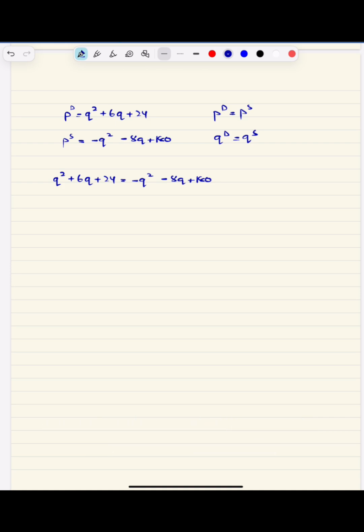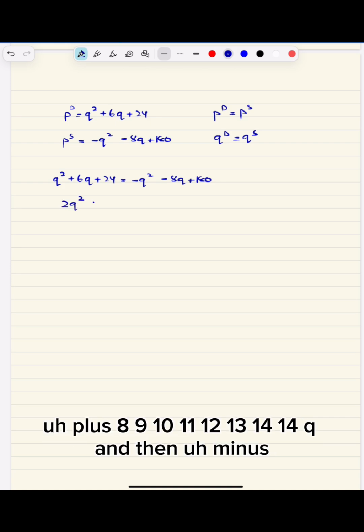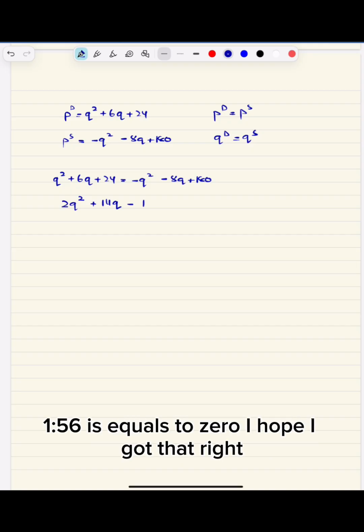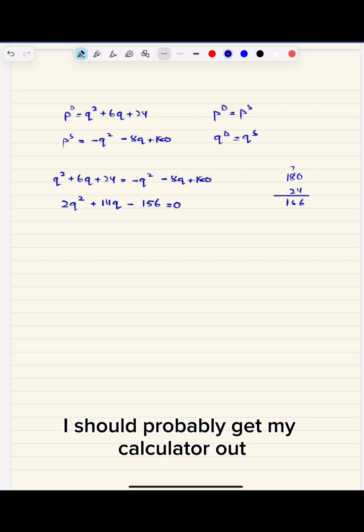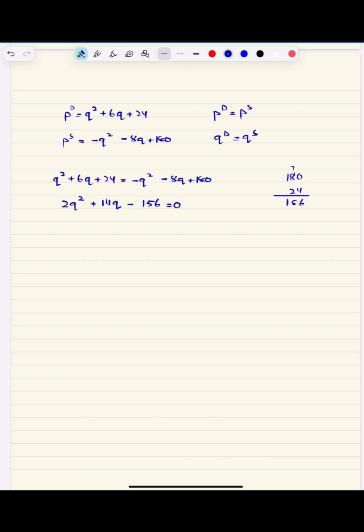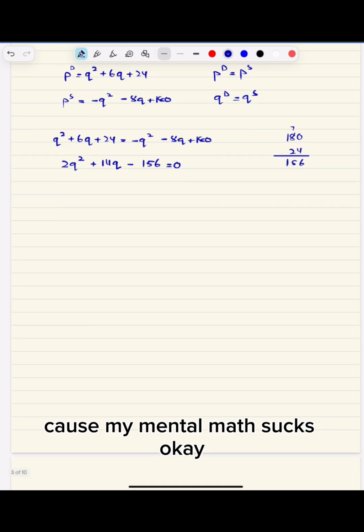Okay, so we have 2q square plus 14q minus 156 is equal to 0. I hope I got that right. 24, yeah. It's going to be a 6 here. I should probably get my calculator out, because my mental math is bad.